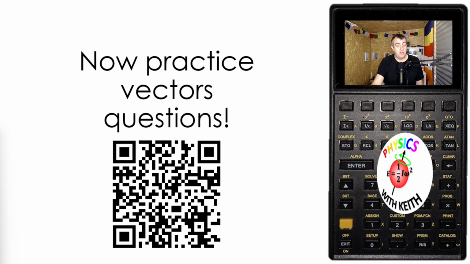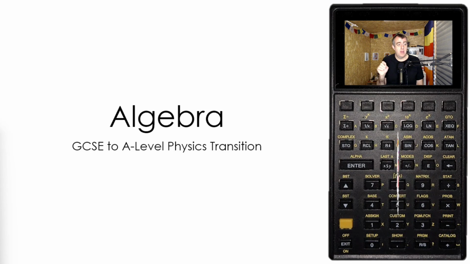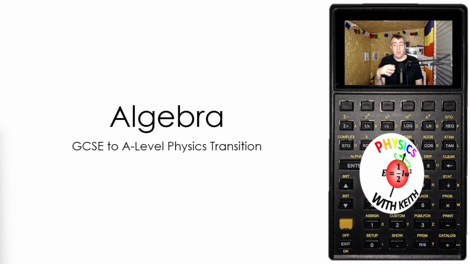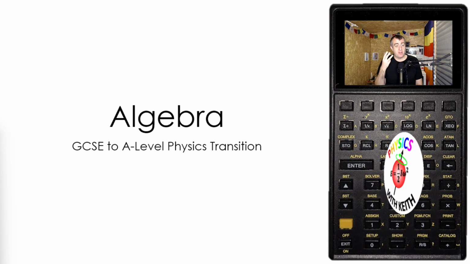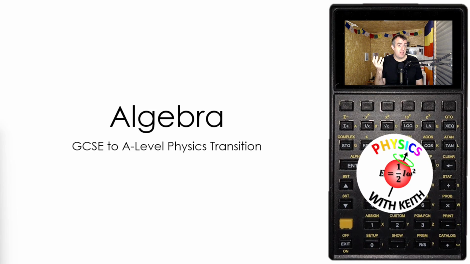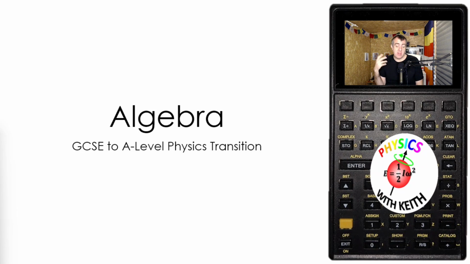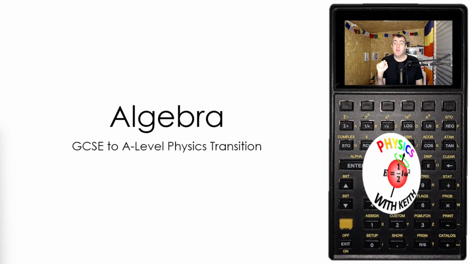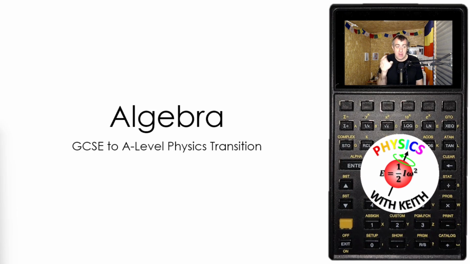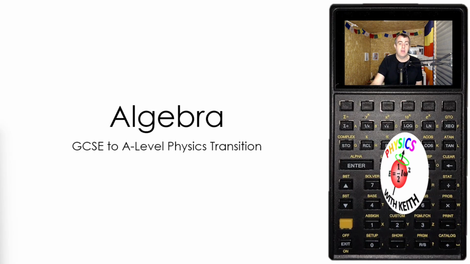Moving on to algebra. Algebra in GCSE level is quite straightforward. Most of the equations that you manipulate have just 3 terms. But there are some that you manipulate at GCSE level with more terms. Even things like half mv squared is a little bit more complicated. Or v squared equals u squared plus 2as. It's a little bit more complicated.